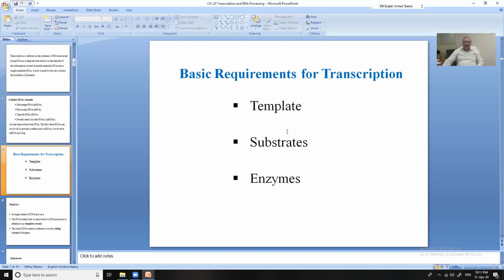So these are the basic requirements for the transcription. They are template. Template we know. It is DNA. DNA is the template. One of the strands of the DNA is acting as the template. What is substrate? The nucleotides. And what is enzyme? RNA polymerase, DNA dependent RNA polymerase. So these are the basic requirements for the transcription.